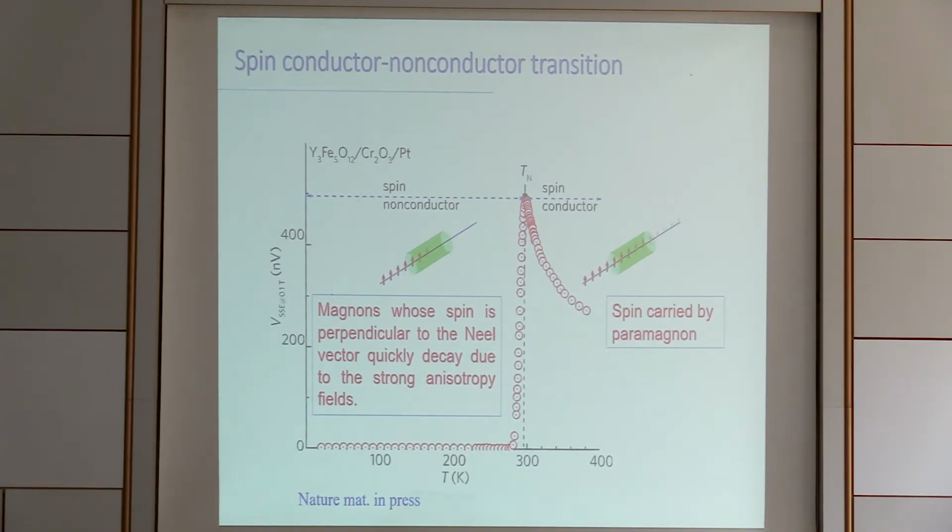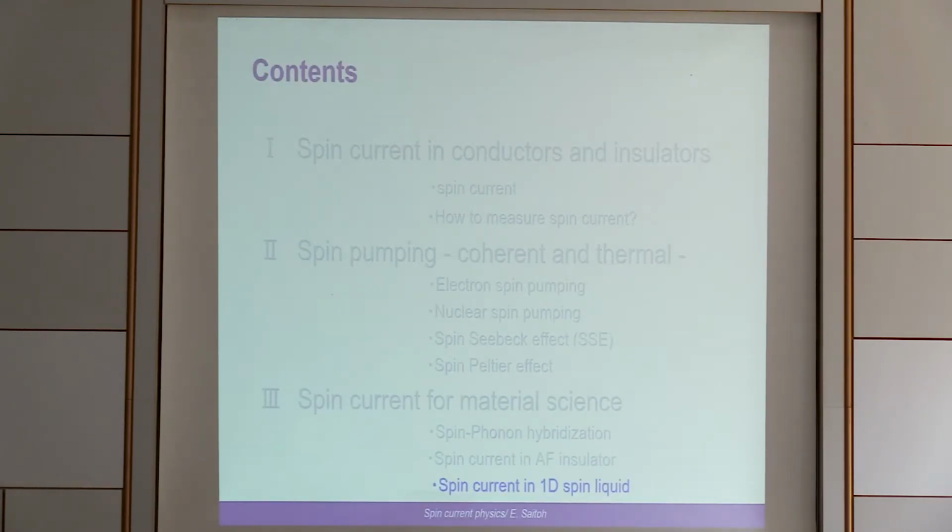So this spin wave spin current is completely decayed in the antiferromagnet layer. So there's a steep change in the spin current. So this should be kind of an intrinsic feature of the antiferromagnetic material. So I think that's the final point.